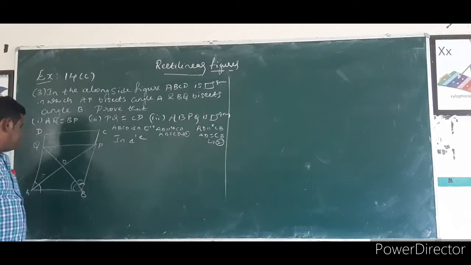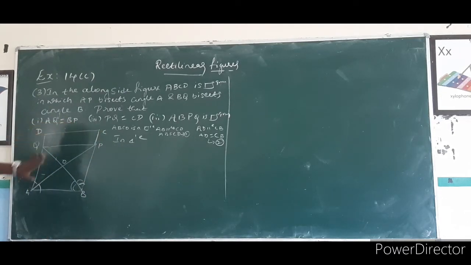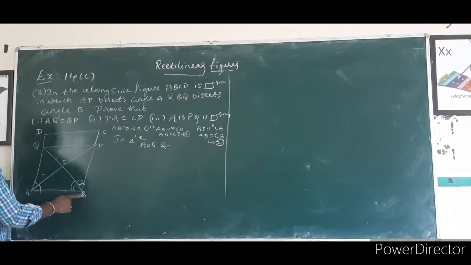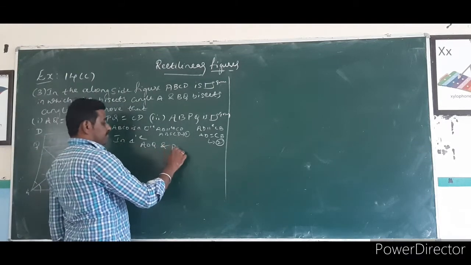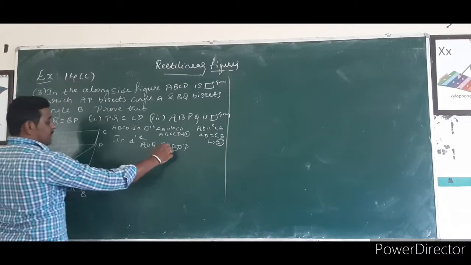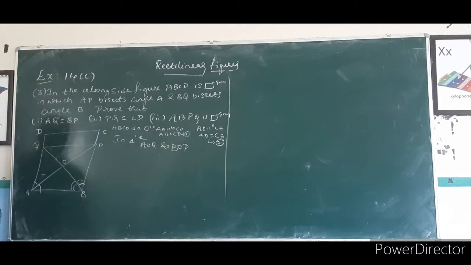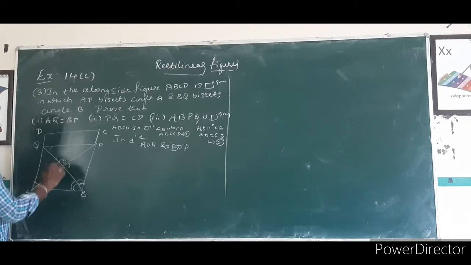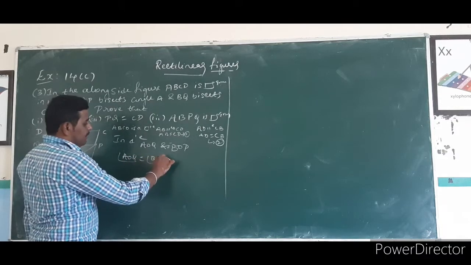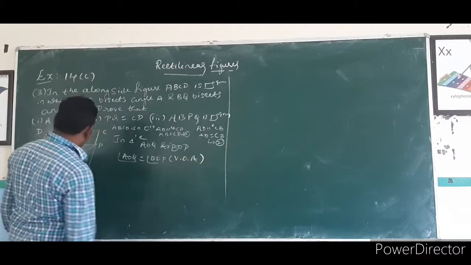They are given data. Next, what we have to prove? AQ is equal to BP. AQ is here, BP is here. So you can consider the two triangles AOQ and BOP. Now, these two angles are vertically opposite angles. That is, AOQ is equal to BOP, vertically opposite angles.